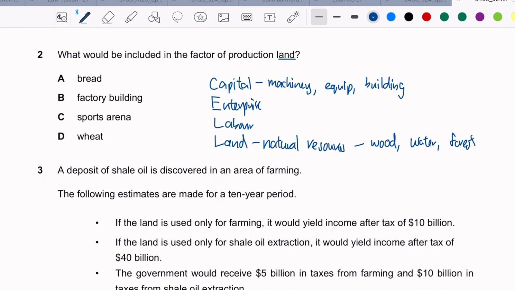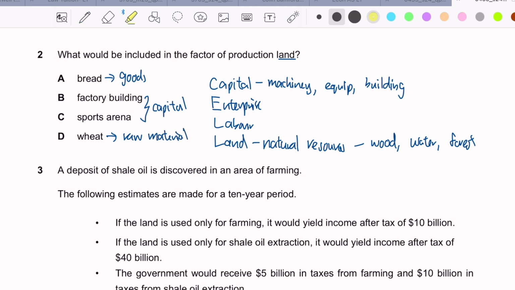Okay, so let's find the answer. First one, bread. No, this is a good. It's like the final product you produce. And factory building and sports arena. This is a bit confusing. You may think that it is land, but it is actually under the category of capital, because we use the factory and we use the sports arena to produce goods and to provide services. And wheat is the raw material to make bread, so this is under land. Okay, so the answer is D.